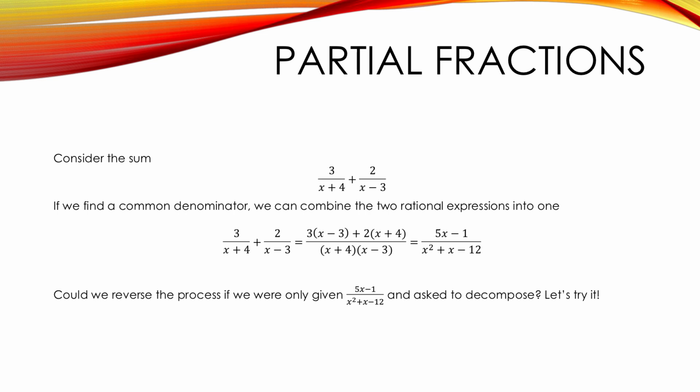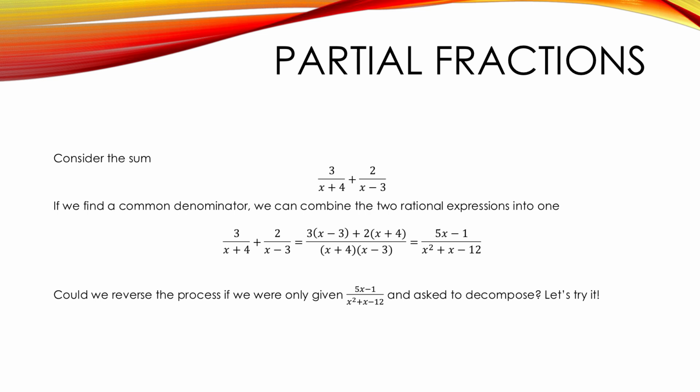So if we look at a sum, say 3 over x plus 4 plus 2 over x minus 3, we know from the fact that we have practiced adding fractions that we can find a common denominator, and then we would multiply each fraction by the missing piece of the denominator in order to combine them into a single fraction or a single rational expression.